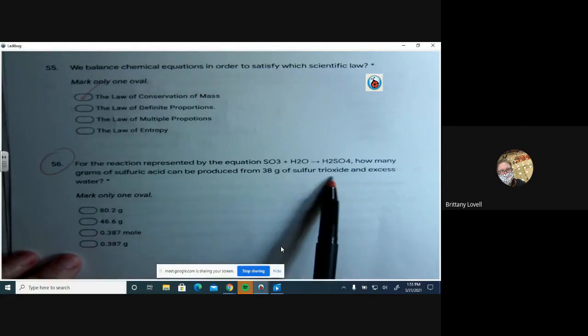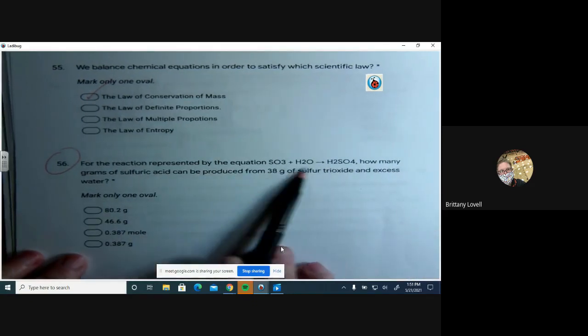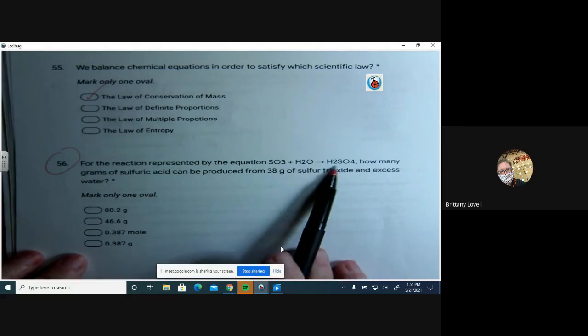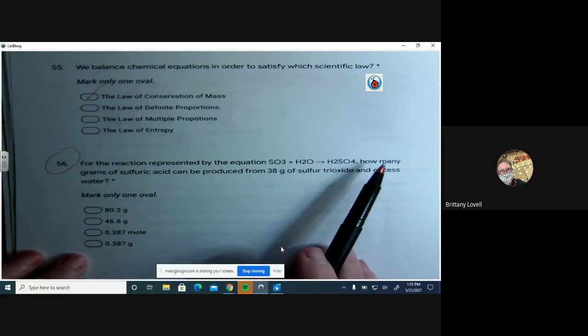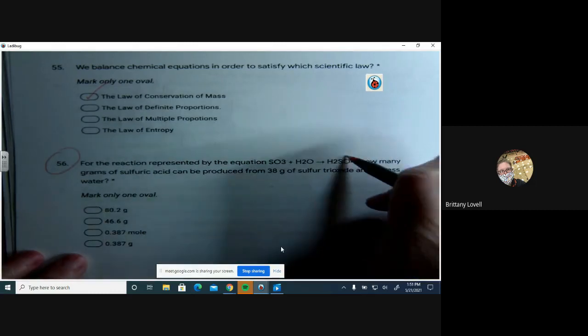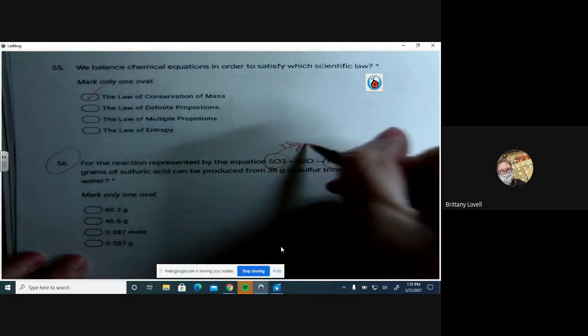So 56, here's the reaction. How many grams of sulfuric acid can be produced from 38 grams of sulfur trioxide in excess water? Okay. So I'm just going to label this. I'm going to leave it in there because I don't have to balance this. If you look at it, it's already balanced. You always need to check that, though. So how many grams of sulfuric acid, which is this one, could be produced from 38 grams of sulfur trioxide, which is this one. So I've got 38 grams of that.